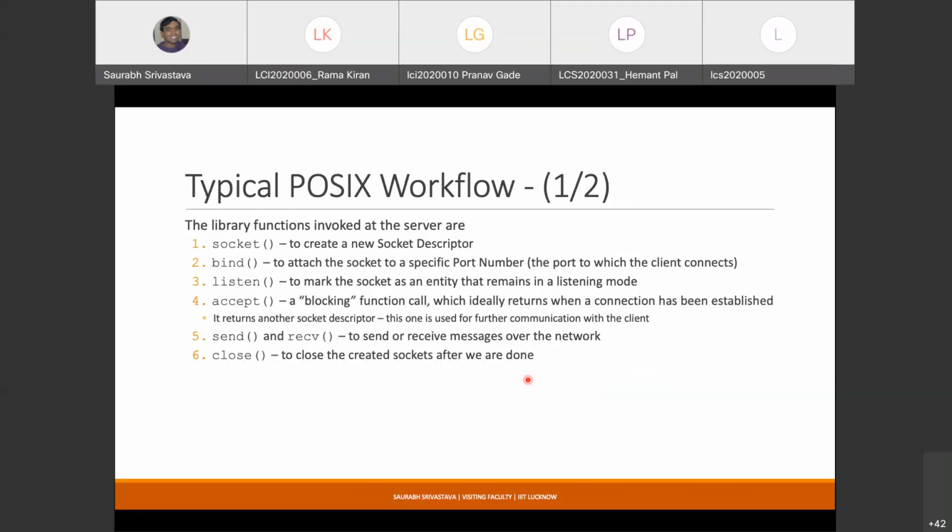But just to give you a brief overview, this is the overall idea. At the server end, you create a socket, you bind it to a particular port number, so that this port number now is going to be handled by this particular process.